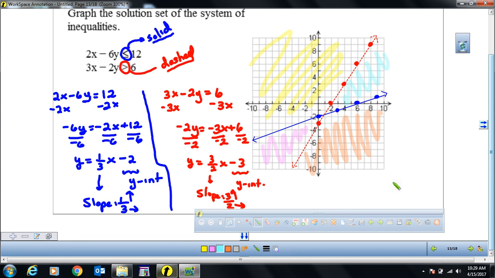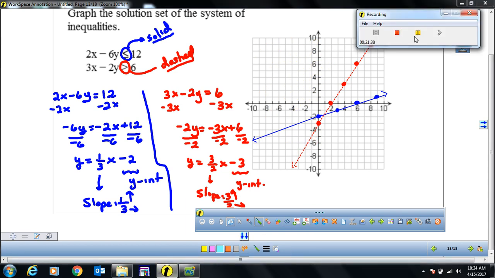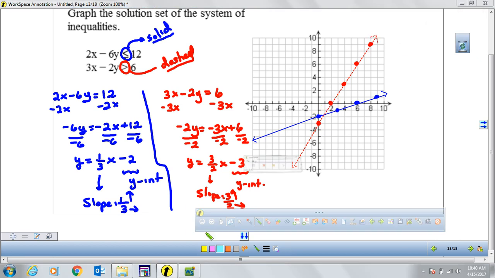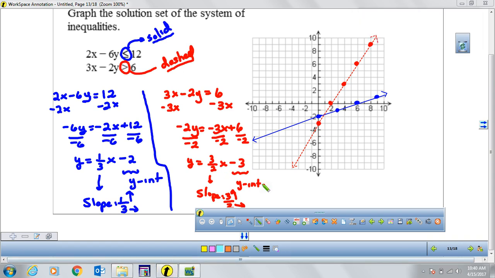We have to find out which one of those 4 is actually going to make, now in this case, since it is a system, it must make both of them true. So we're going to start by picking a test point. We're going to start discarding the possibilities one by one until we find the one that makes both of them true. I'm going to start testing the 0, 0 as usual.